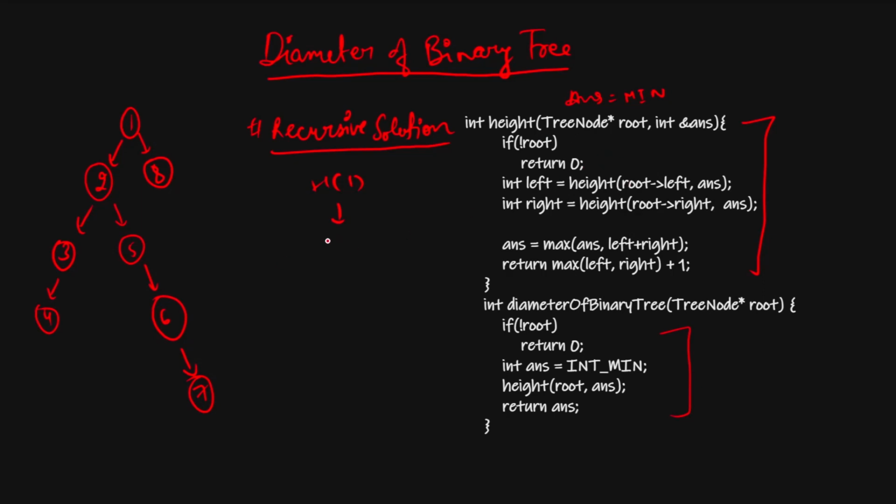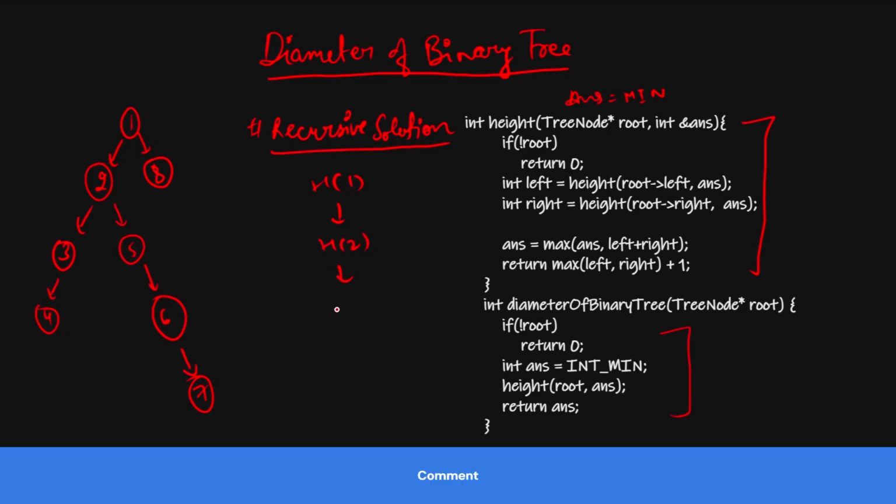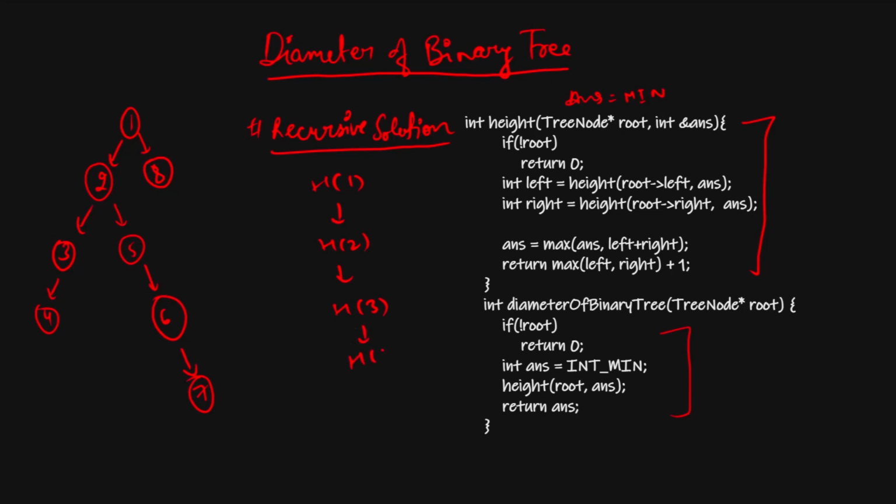So it will call its left, and left is h2. It is also not null, so it calls its left, which is h3, and this h3 calls its left, which will be h4, and it calls its left. Its left is null, so it returns 0. Its right is also null, so it also returns 0.